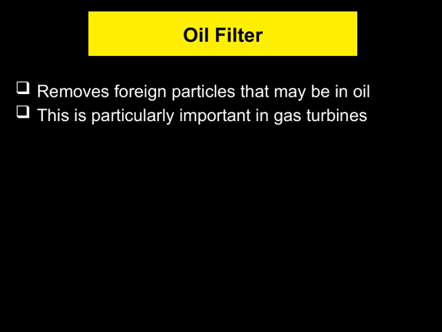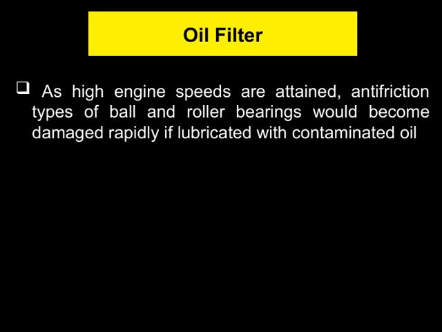gas turbines. As high engine speeds are reached, it's really important to understand how anti-friction ball and roller bearings behave under these conditions. When the engine is operating at these elevated speeds, any contamination in the oil can cause serious damage to these bearings. That's because contaminated oil can increase friction and wear, leading to rapid deterioration. This is where the oil filter becomes crucial.